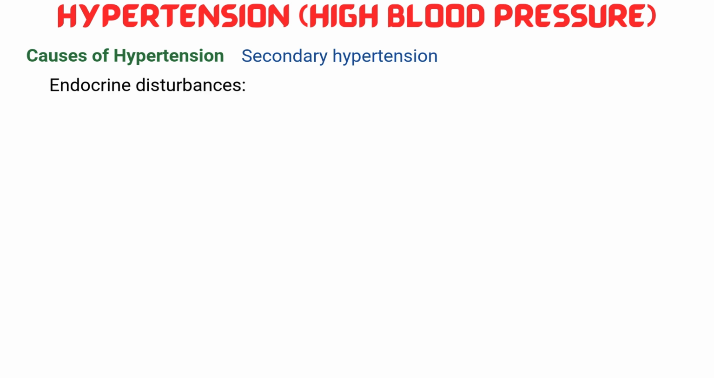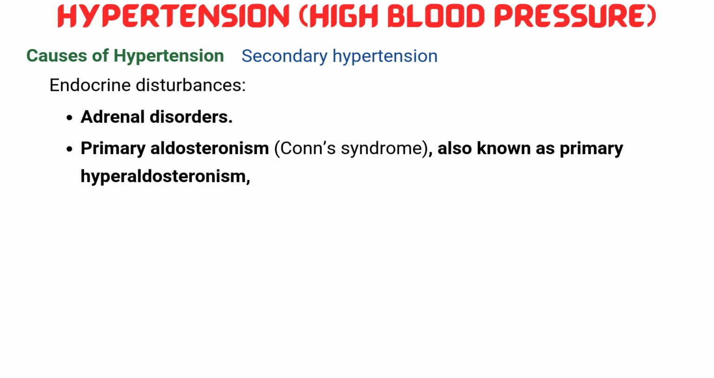Endocrine disturbances include adrenal disorders. Hypertension can also be triggered by tumors or other abnormalities of the adrenal glands. Adrenal glands are the small structures that sit atop the kidneys. Adrenal tumors or disorders can cause them to release too much of the hormones that elevate blood pressure. Primary aldosteronism or Conn's syndrome, also known as primary hyperaldosteronism, refers to the excess production of the hormone aldosterone from the adrenal glands, resulting in low renin levels and high blood pressure.